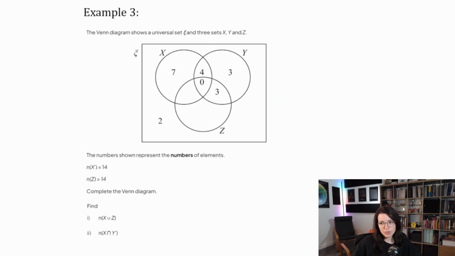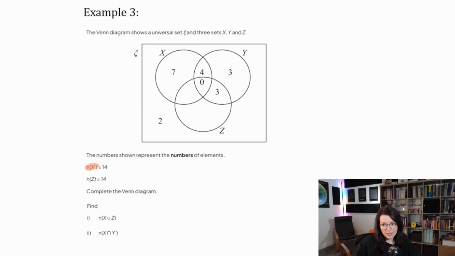Example 3. The Venn diagram shows a universal set and 3 sets X, Y, and Z. Then it says the numbers shown represent the numbers of elements this time. So for example, that's telling us that there are 2 elements that don't belong in either X, Y, or Z. Then we're told the number of elements in X dash, so not X, is 14.